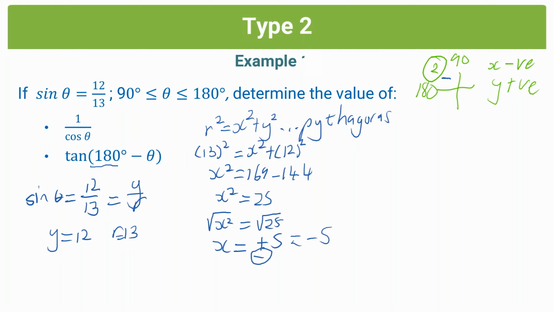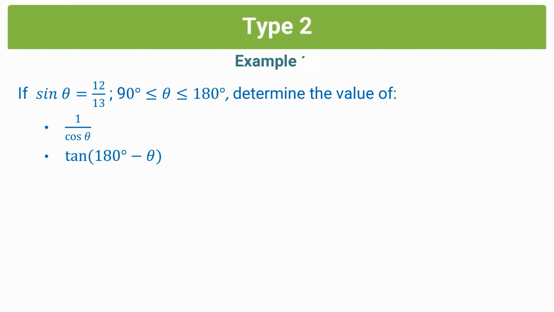So now we have our three variables for x, y, and r. So I can go ahead and write those over here. For theta, we know that x is negative 5, y is positive 12, and r is positive 13.